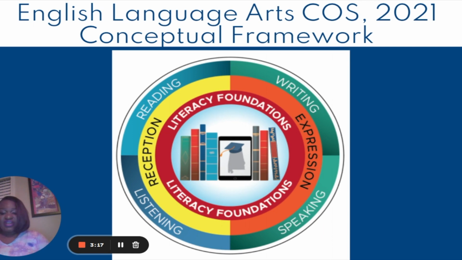When we take a look at the orange and the yellow pieces, we see reception and expression. Reception is going to be for reading and listening because it refers to receiving information. Expression is going to be broken down into writing and speaking because it refers to producing information.